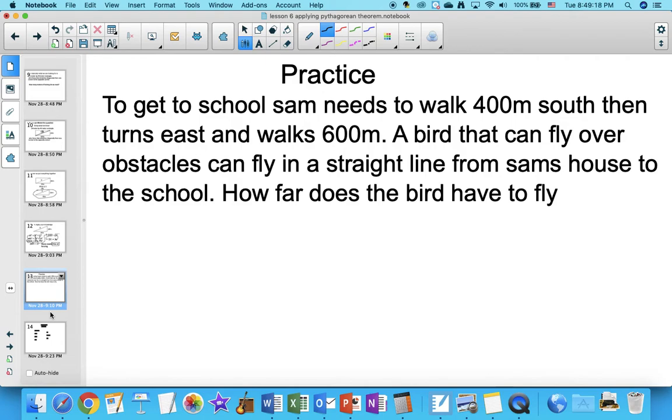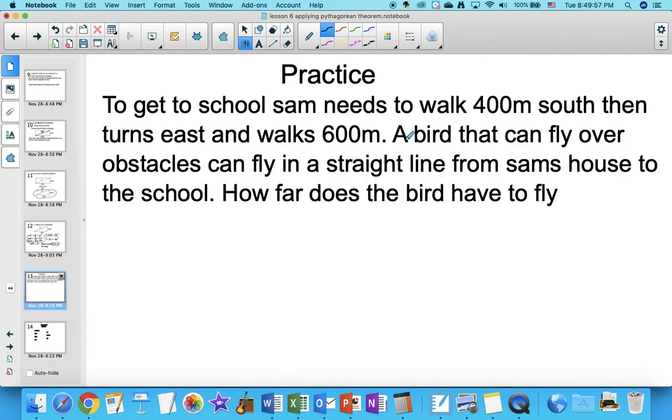The second part is, what is my useful information? Well, I don't care that Sam gets to school. It could be to work, it could be to the bus, it could be anywhere. I don't care if it's Sam, that's not important. What's important is he walks 400 meters south, then turns east and walks 600 meters. A bird flies over the obstacles and can fly in a straight line from Sam's house to the school. So 400 meters south, 600 meters east, and a bird flies in a straight line towards the school. So step 3, we model it, and then step 4, we solve.